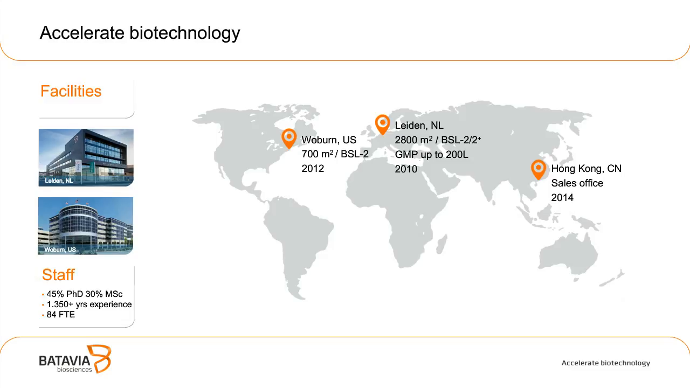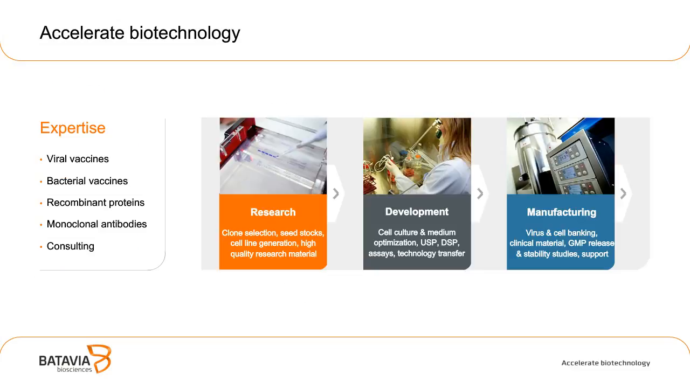On the next slide, you see the expertise we have. We have expertise in viral and bacterial vaccines, in recombinant proteins, monoclonal antibodies, and consulting. On the right-hand side, you see the three groups we have. We have a research group that is looking at clone selection, seed stock, cell line generation. We have development that's working on USP, DSP development, optimization of cell cultures and medium, assay development, etc. And manufacturing, where we can produce clinical phase 1-2 material, we can do GMP release, stability studies, and give support to our customers.